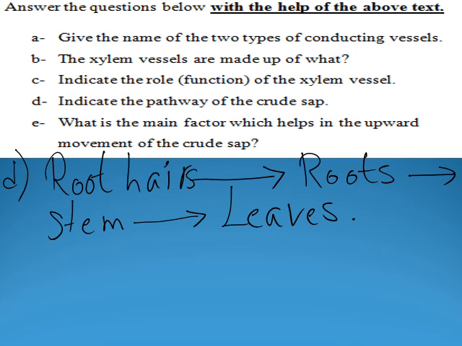Moving to part E. What is the main factor which helps in the upward movement of the crude sap? Yes, Muhammad Hassan. The presence of an upward pressure. What do we call this pressure? Root pressure.